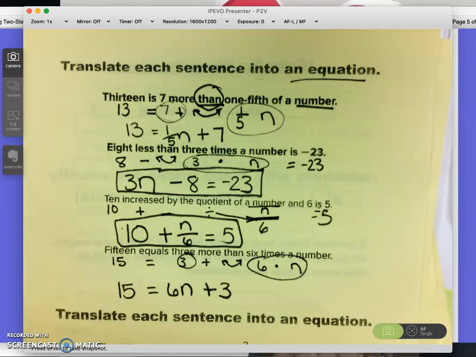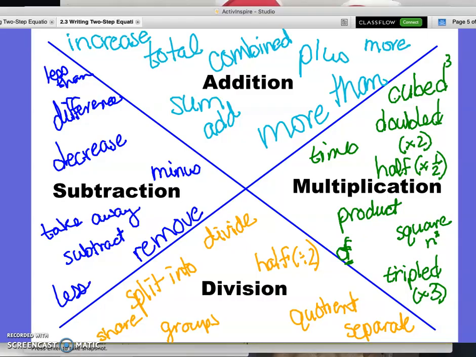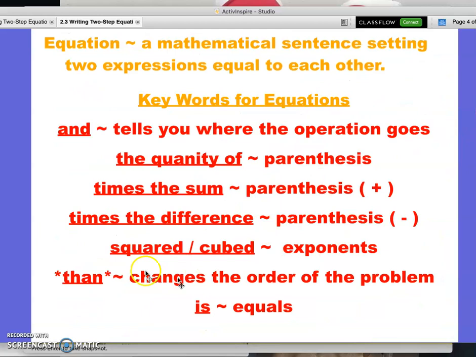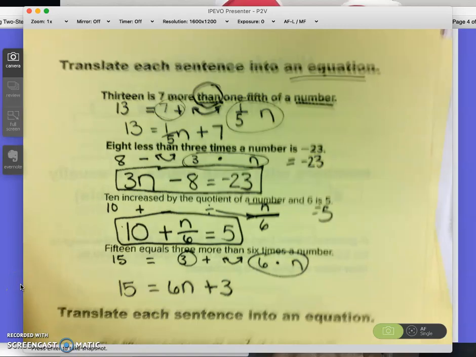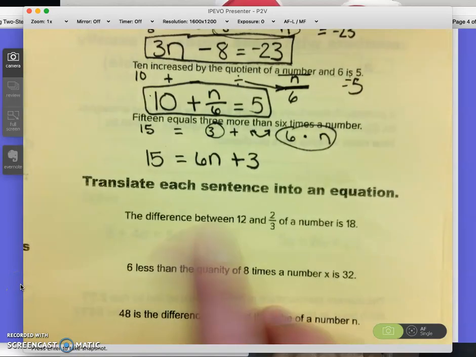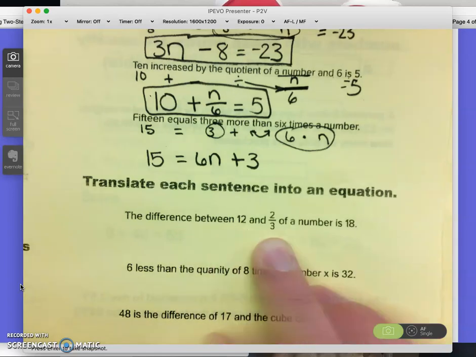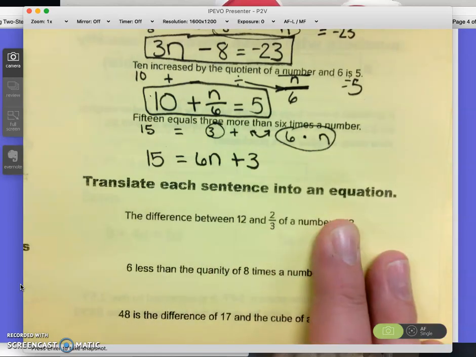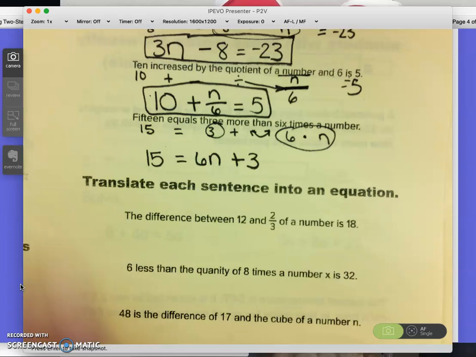Okay, so the next ones are when I'm talking about times the sum and times the difference. You're going to have parentheses. So for the difference between 12 and a number, we're not going to use parentheses just yet. It's going to be the next three, but let's just, yeah.